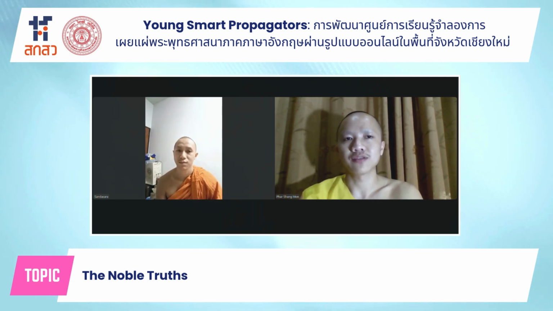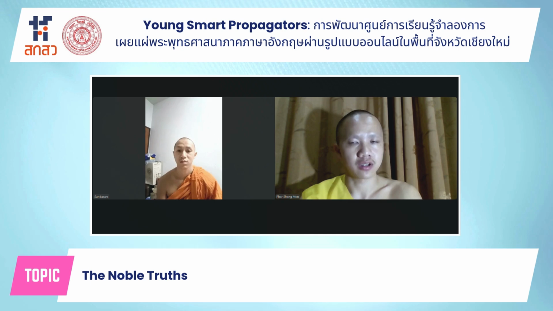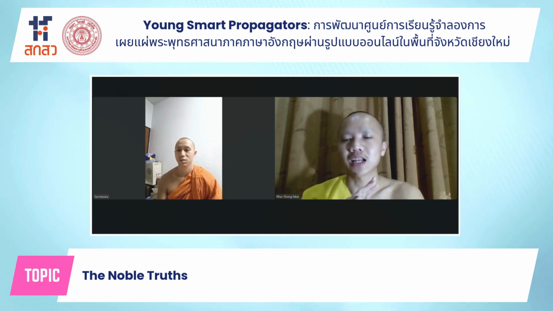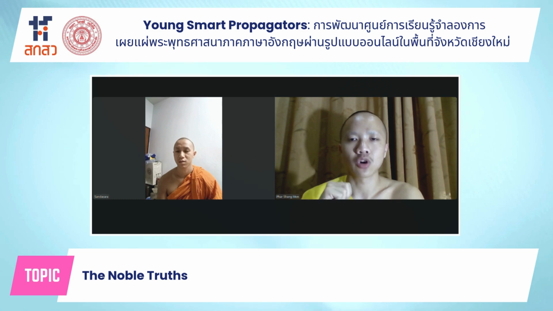As everyone knows, there are so many teachings in Buddhism, but the main teaching in Buddhism is just one. It's called the Four Noble Truths. It teaches about suffering, or the reality of nature. Let's start from the first one. The first one is suffering. The second one is the cause of suffering. The third one is the end of suffering, and the last one is the solution to suffering. All four of them are called the Four Noble Truths, or the main teaching in Buddhism.